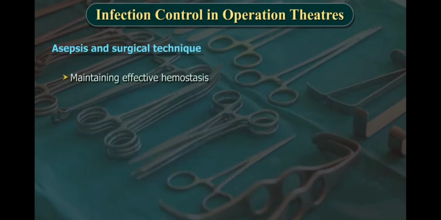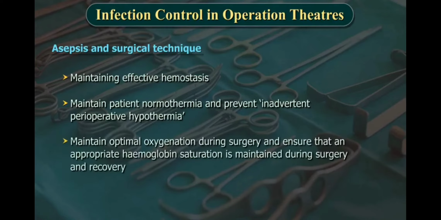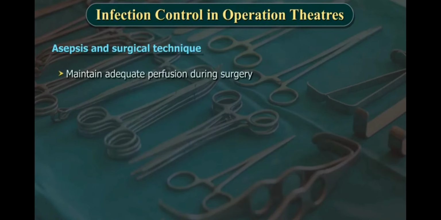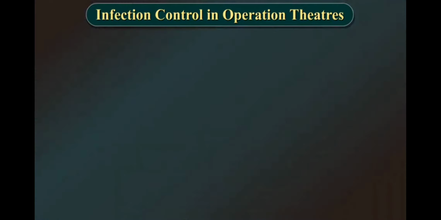Maintaining effective hemostasis. Maintain patient normothermia and prevent inadvertent perioperative hypothermia. Maintain optimal oxygenation during surgery and ensure that an appropriate hemoglobin saturation is maintained during surgery and recovery. Maintain adequate perfusion during surgery. Do not use intraoperative skin re-disinfection or antimicrobials in abdominal surgery to reduce the risk of surgical site infection.